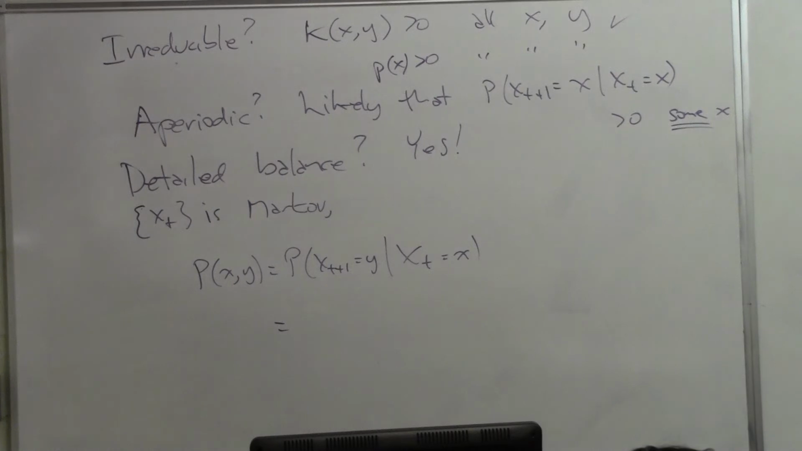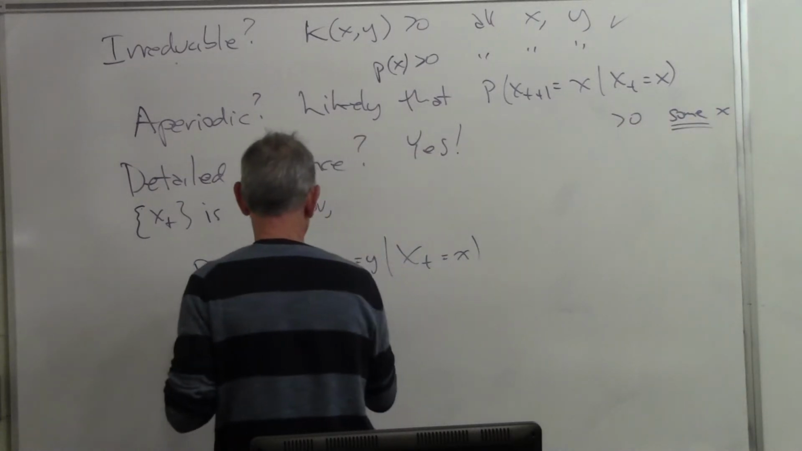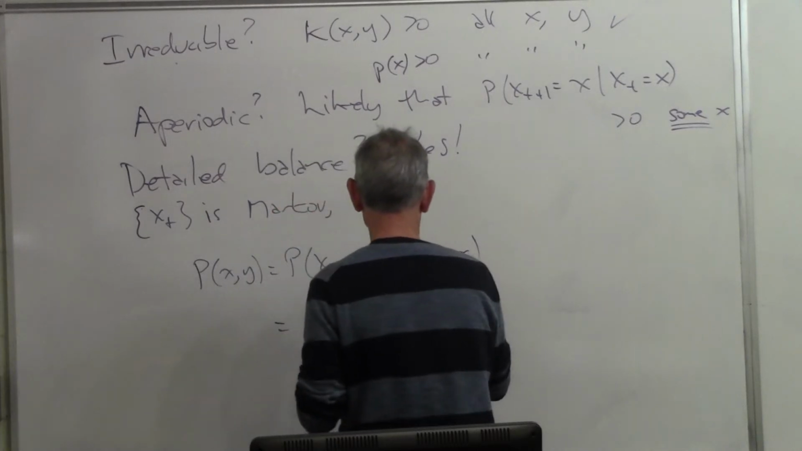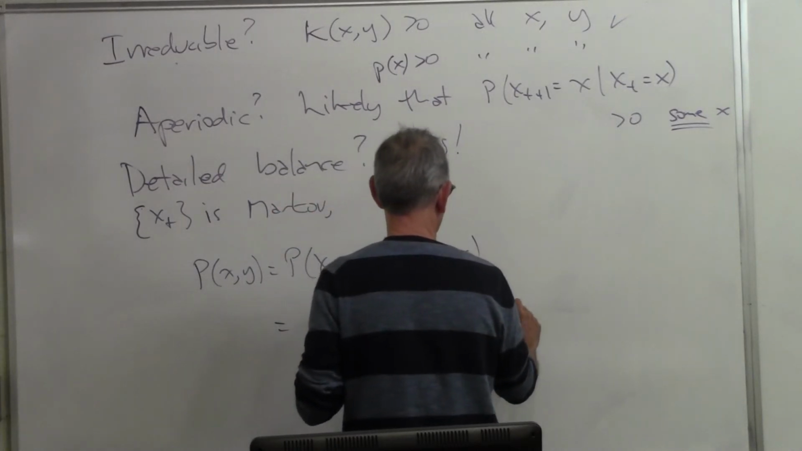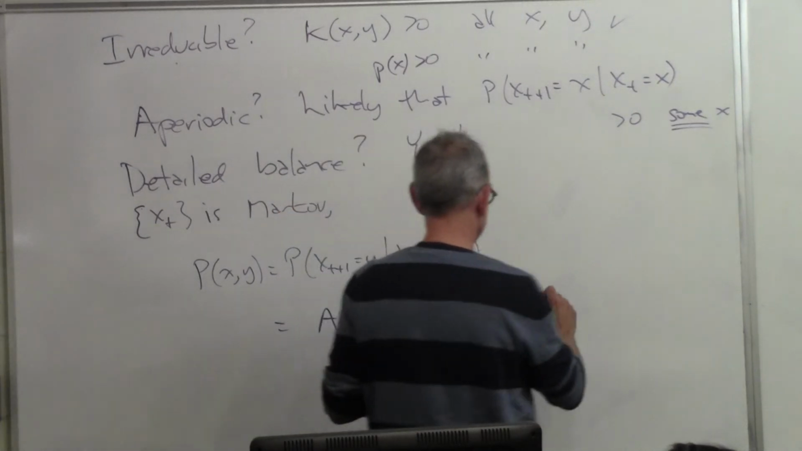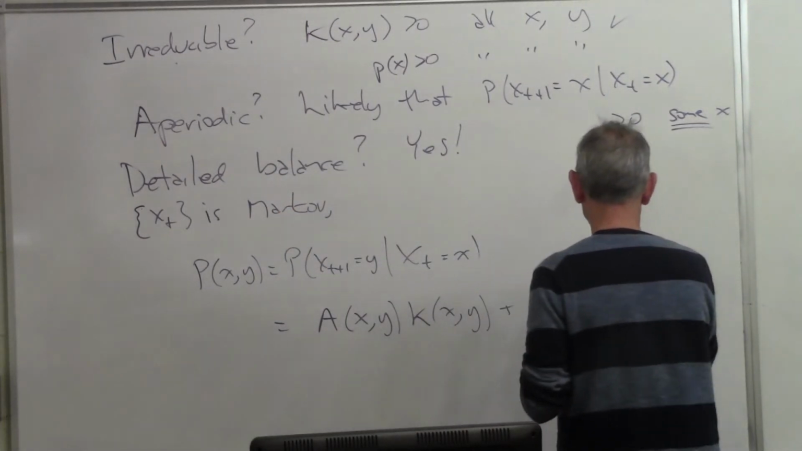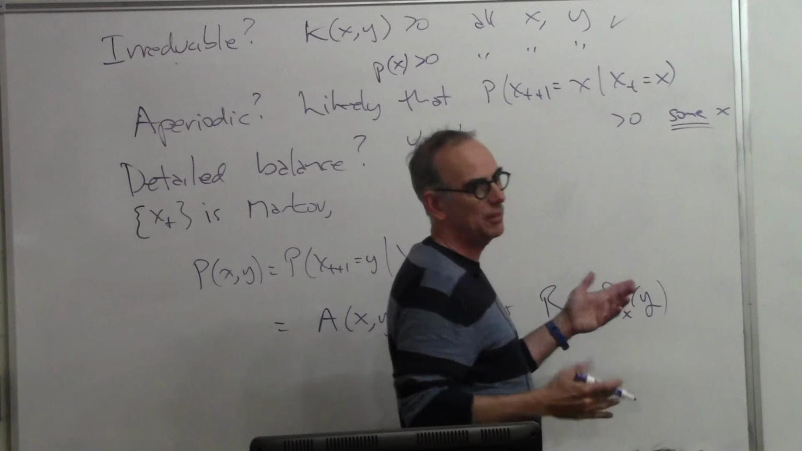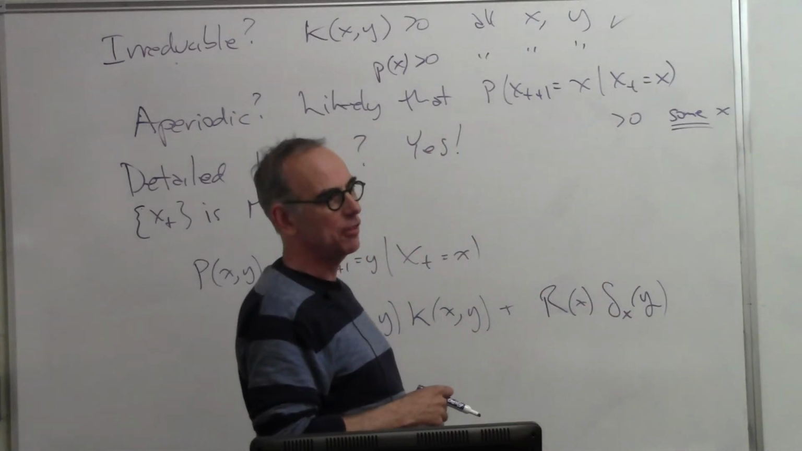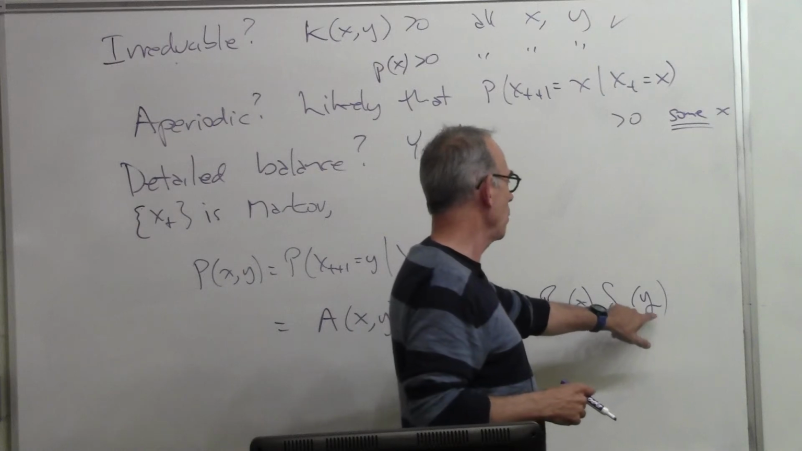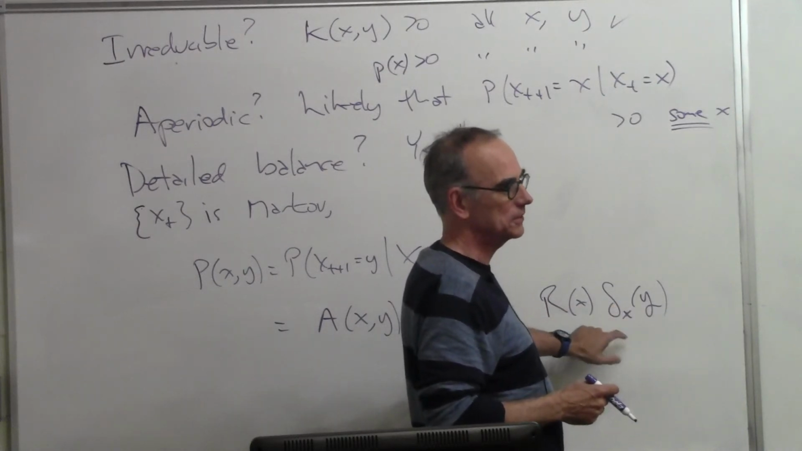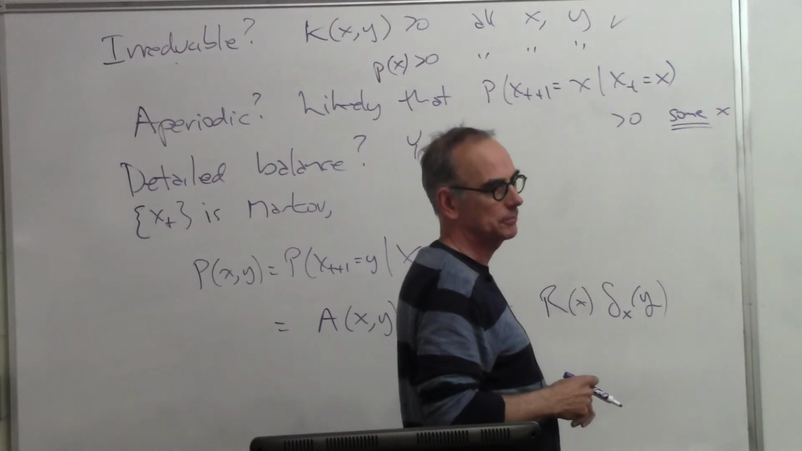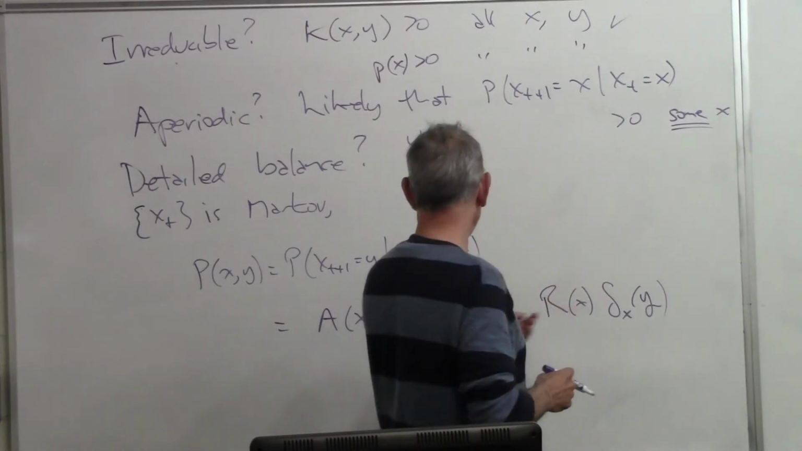So basically, you can write down the transition matrix. It's just basically A times K plus some remainder times the delta function. This is discrete time and space. So by direct delta function, I just mean this is 1 if y equals x and 0 otherwise. So R of x is the probability of staying still. Right? And how do you find R of x? You just sum both sides.